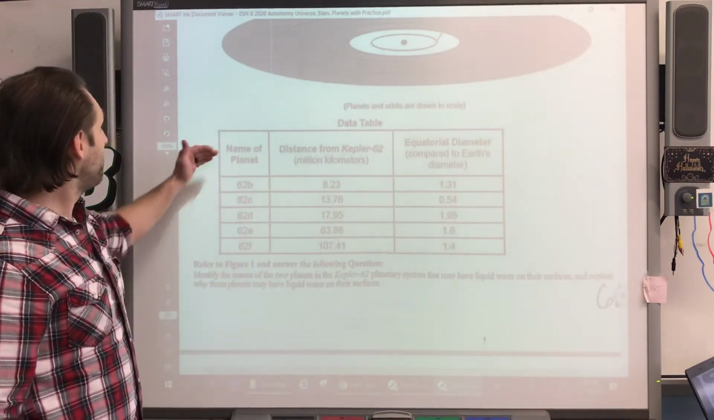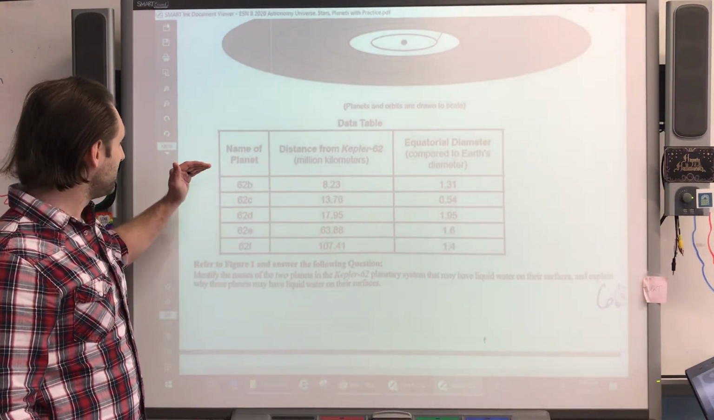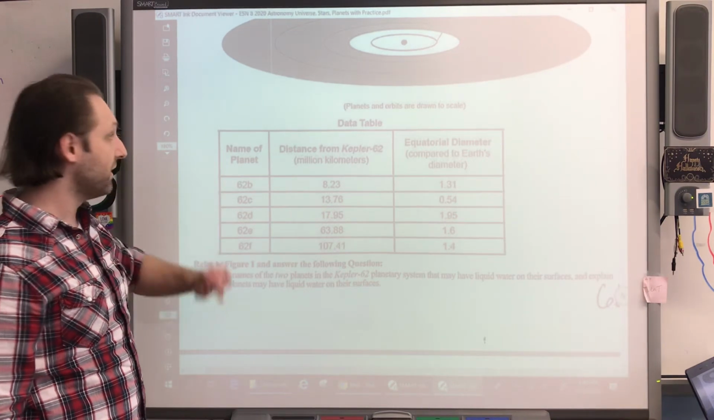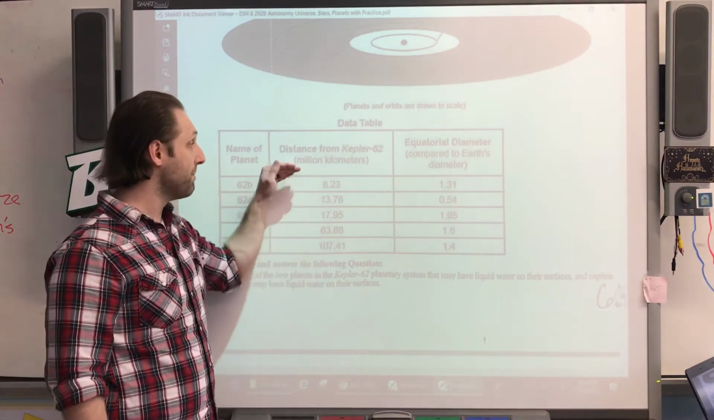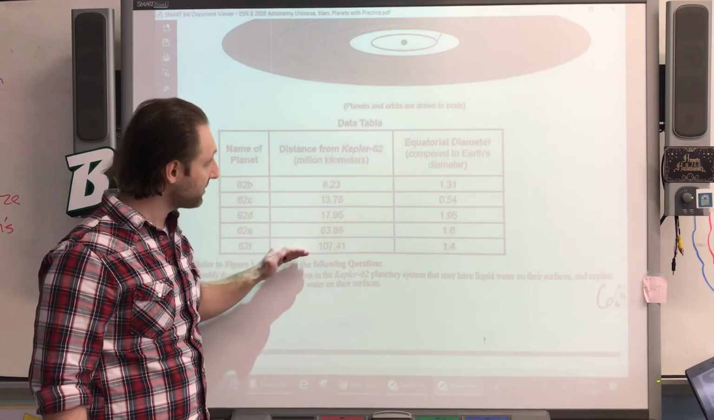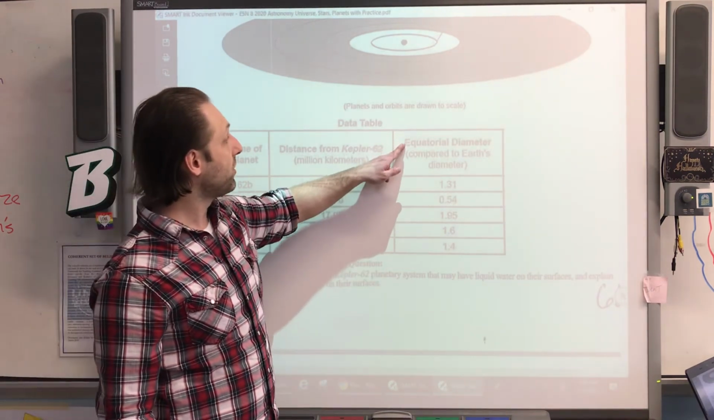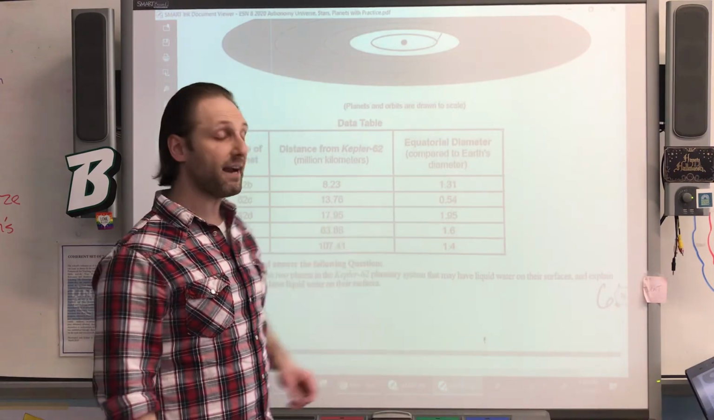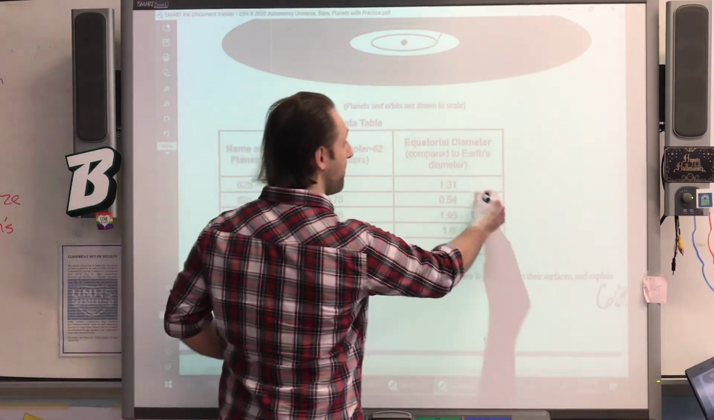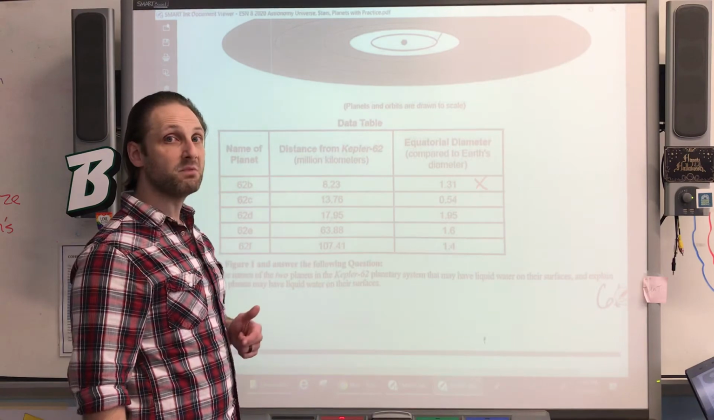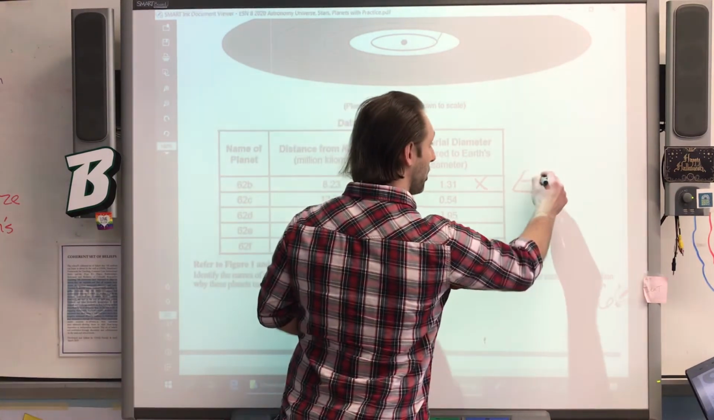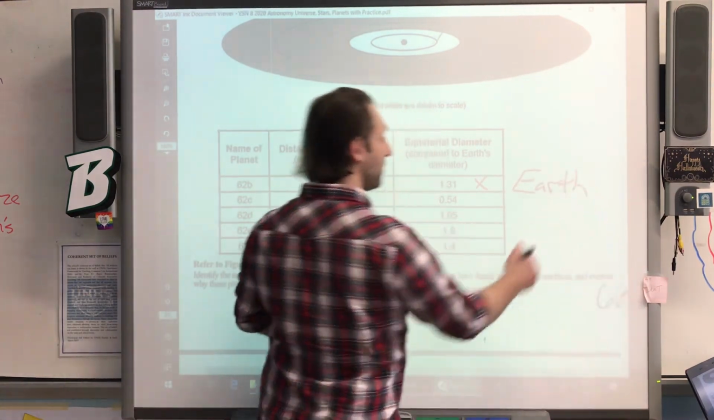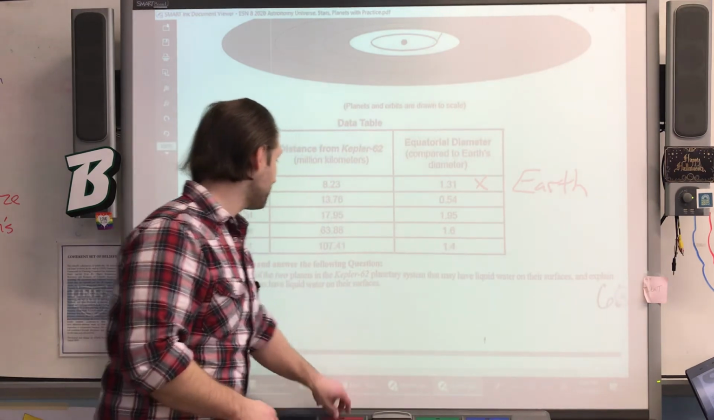Data table. Name of the planet. We got 62B, C, D, E, F. Then we've got distance from that star in millions of kilometers, increasing further away. The equatorial diameter compared to Earth's diameter. So these are a factor. This is saying that this is 1.31 times the size of Earth. Okay? Now let's see what we've got.